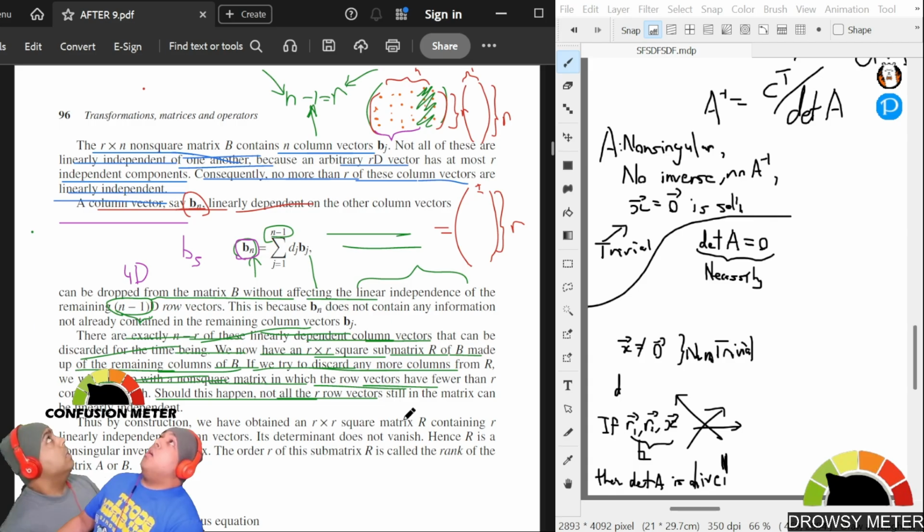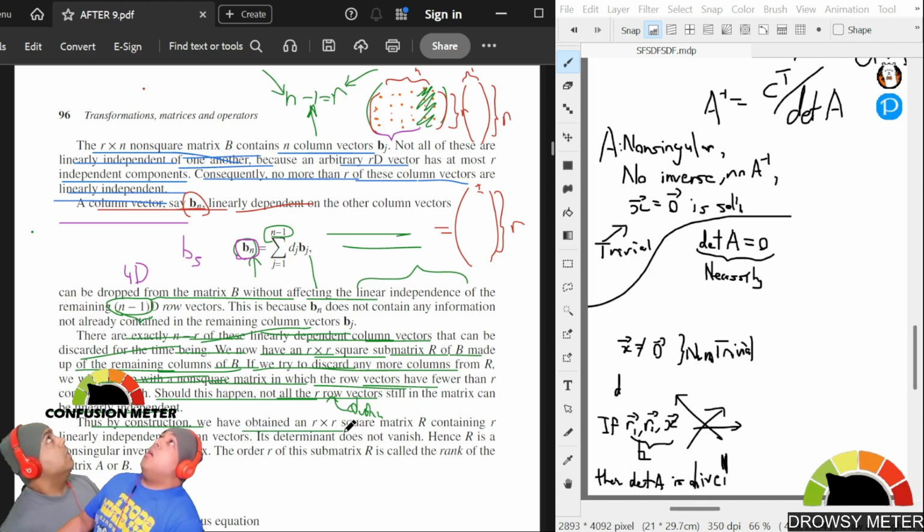We'll end up with a matrix in which row vectors have fewer than r components each. Not all the row vectors can be linearly independent. Should it not be all the column vectors? Anyway, we move on. The point is, you'll lose some stuff. Not all the r vectors still in the matrix can be linearly independent.